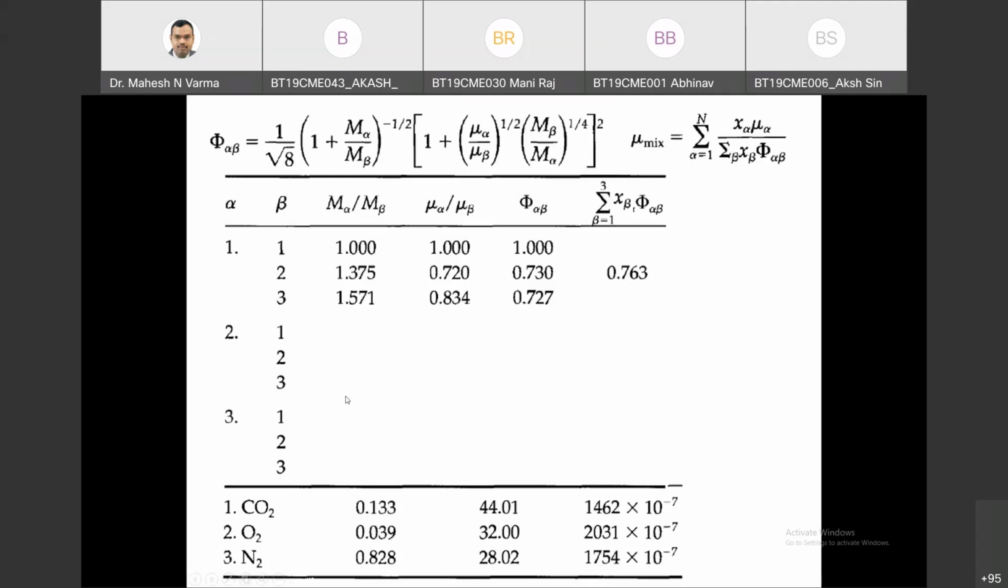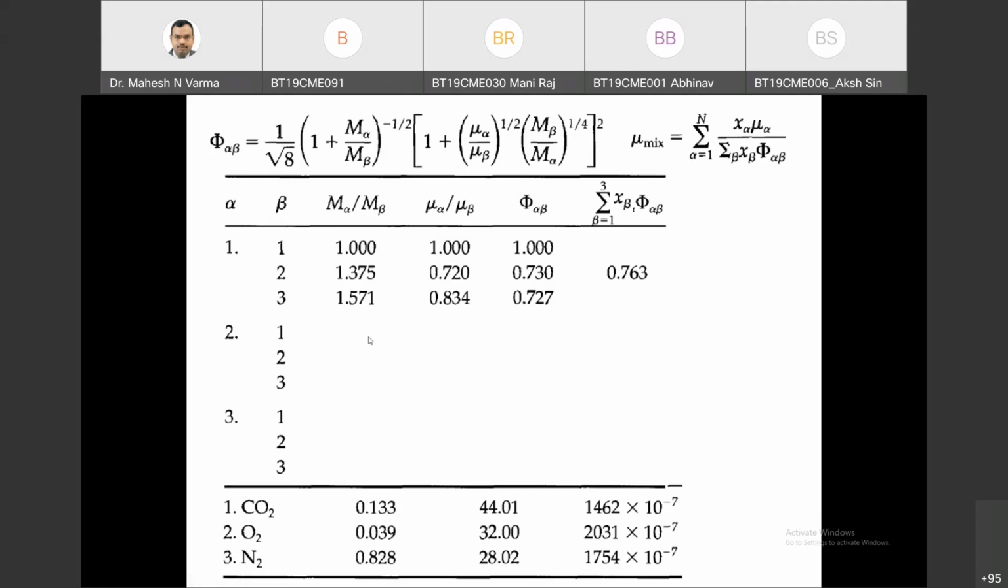So get me the value here. 0.727, first value. Who is it? Shubham Ranga. Roll number? 91, BT 19?